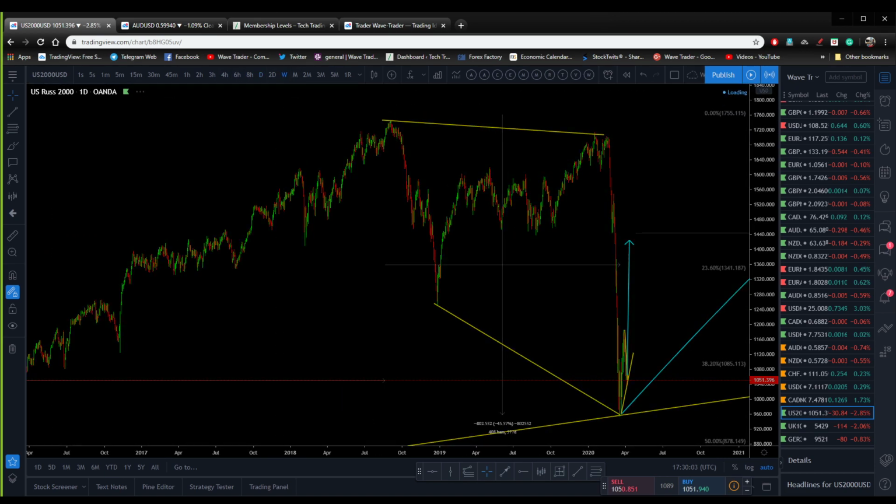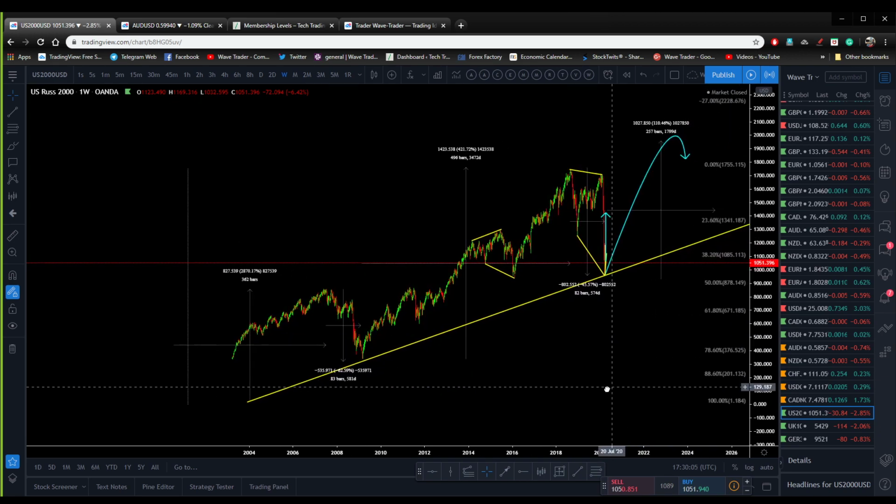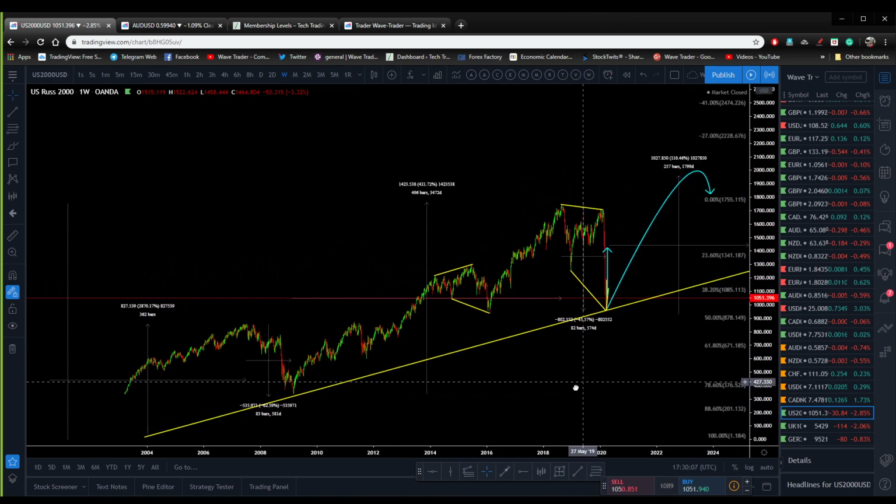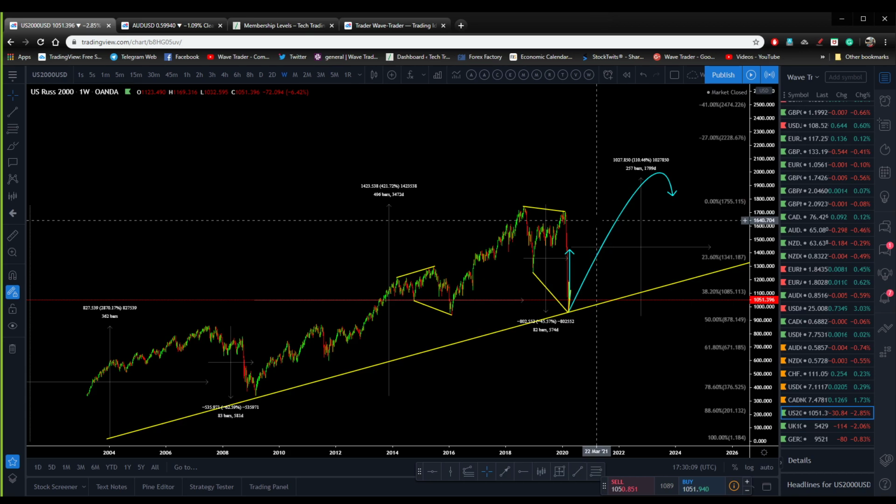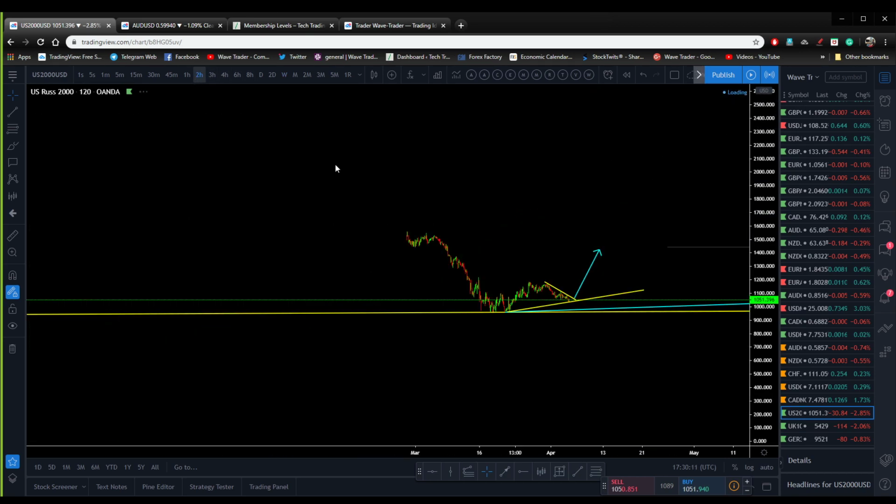All right, and US Russell 2000. The bigger time frame chart is very much the same as the other US equities. So we are bullish all the way back to the previous top or new high. Let's go to the lower time frame.